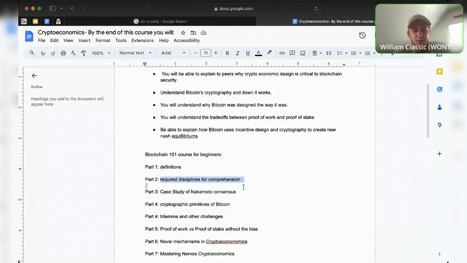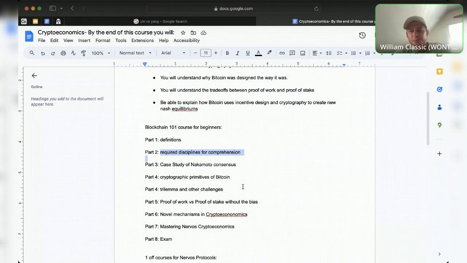And then we have required disciplines for comprehension. In this case, it will be understanding the computer science behind distributed systems and the type of distributed system that Bitcoin's blockchain is compared to other distributed systems. And then we're going to have the cryptography. You're going to have to understand how cryptography works and why it's useful in computer science and communications. And then finally, you'll have the game theory and economics.